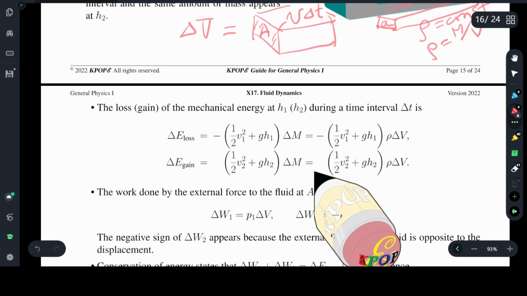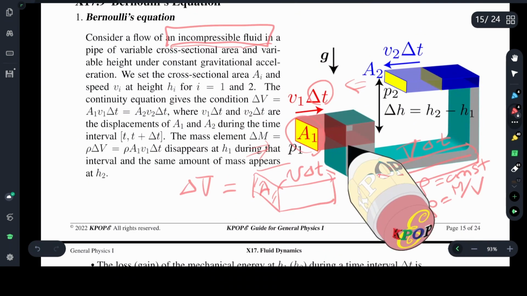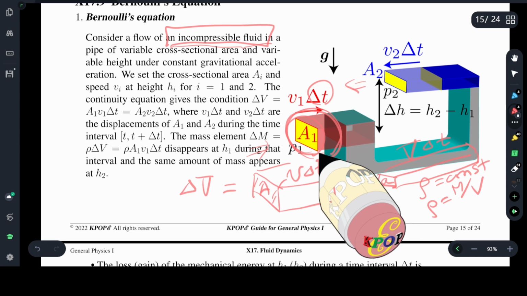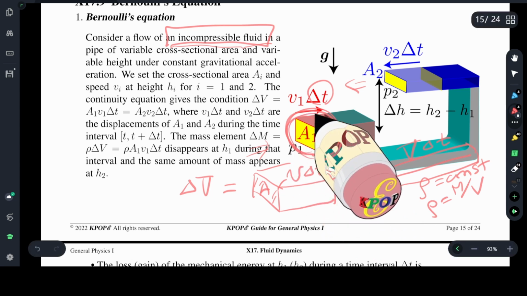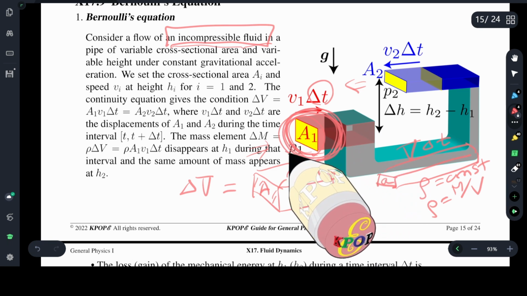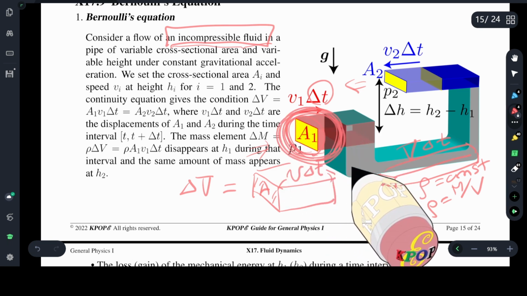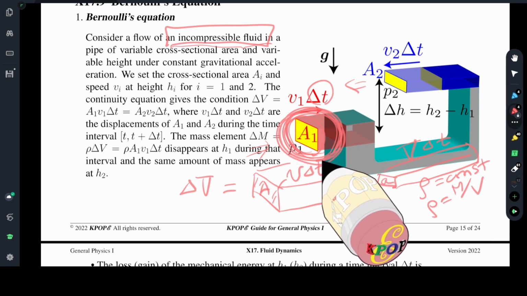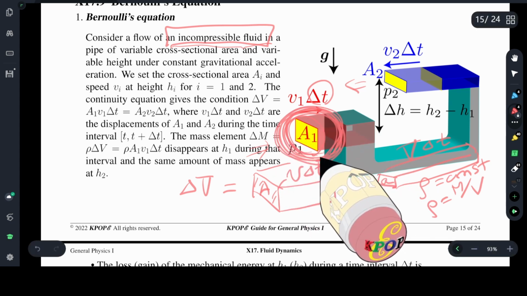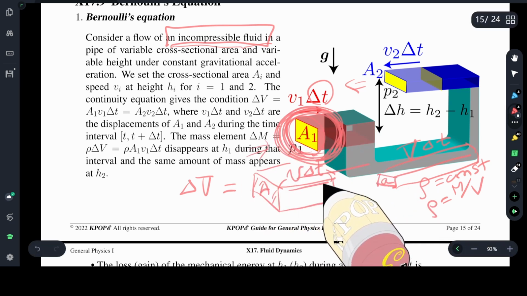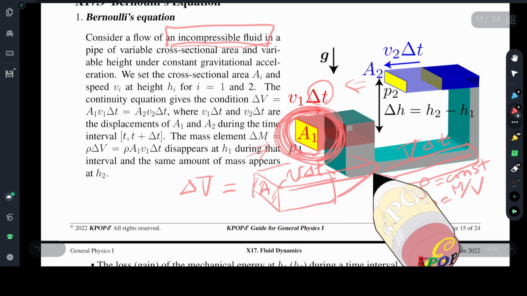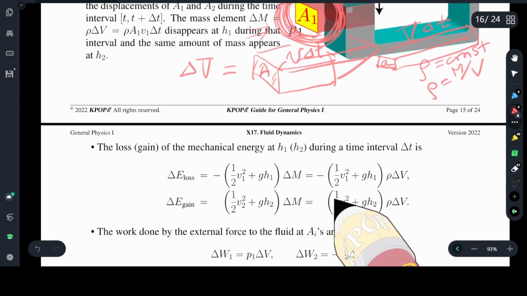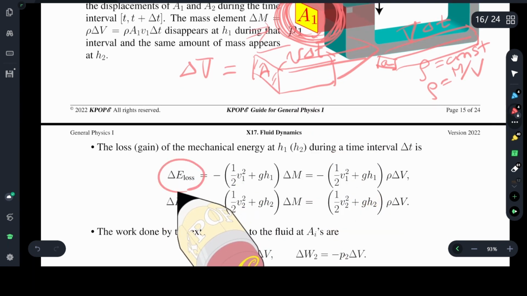So, why don't we consider the energy lost? This amount of mass has disappeared from here, so I have lost the energy. The energy consists of the total mechanical energy, and total mechanical energy is the sum of the total kinetic energy and the potential energy. Because the motion is from the left to the right, this has disappeared, because we have lost some energy.